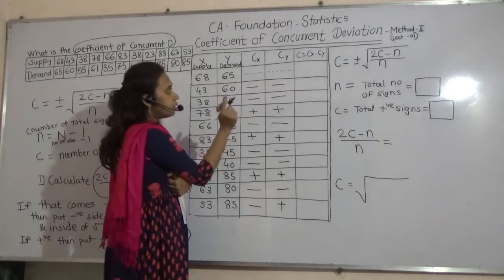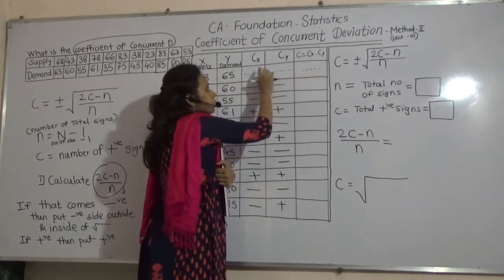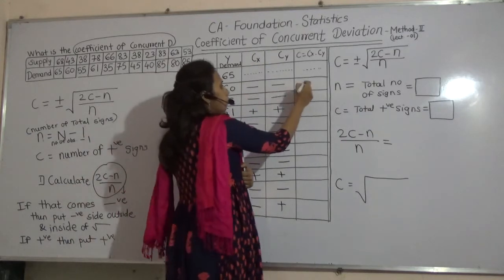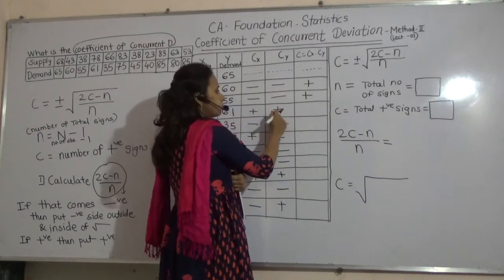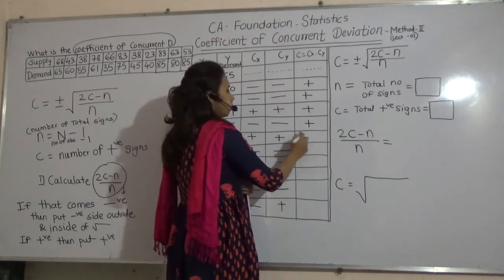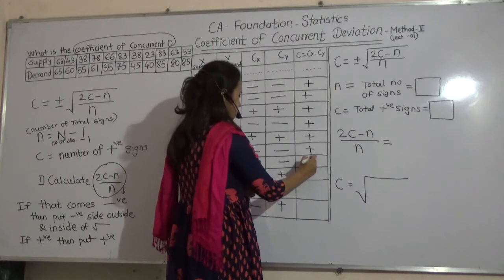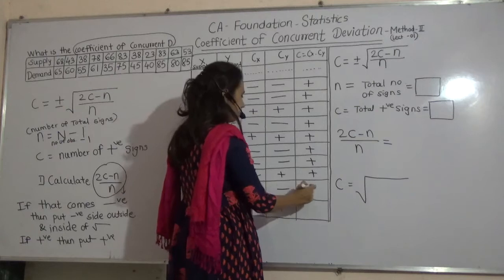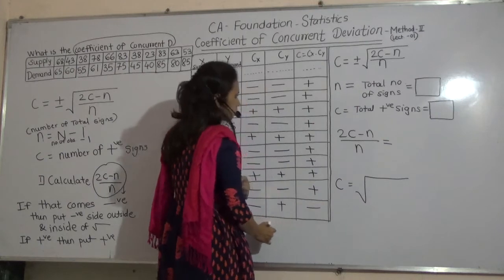Now C. C is what? Cx into Cy. Okay? Cx into Cy. So, minus into minus becomes plus. Minus into minus becomes plus. Plus into plus, plus. Minus into minus, plus. Plus into plus, plus. Minus into minus, plus. Minus into minus, plus. Plus into plus, plus. Minus into minus, plus. Minus into plus is minus.